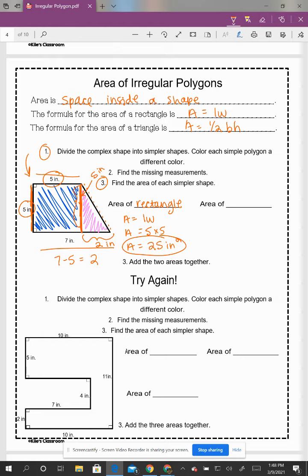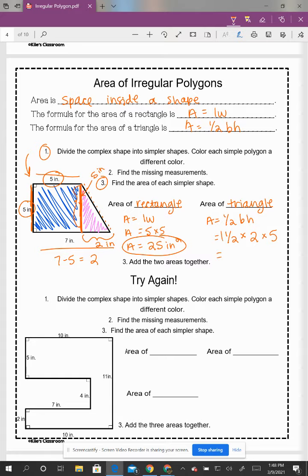At any moment, if you feel like I'm going too fast and you need to pause the video, you can do that and then pick back up whenever you're ready to move on. Now next I'm going to talk about my area of a triangle. Start with your formula, 1/2 base times height. And now let's fill in our measurements. My 1/2 stays the same. My base I found was 2, and my height I found was 5.